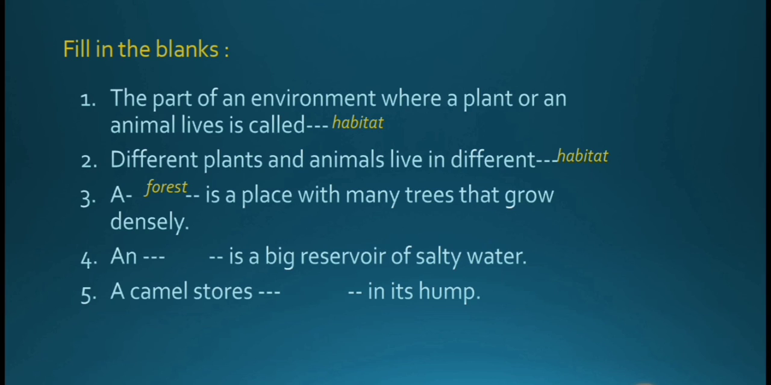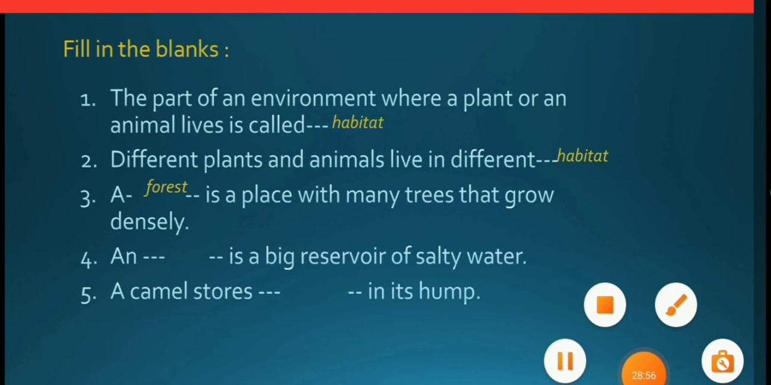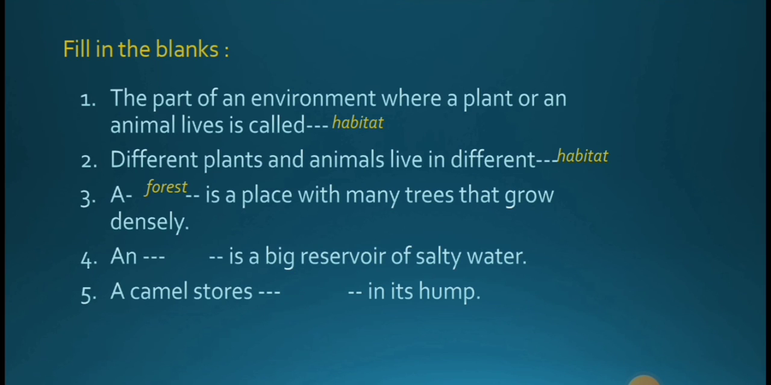Now number 4. A dash is a big reservoir of salty water. What will be the answer? Yes, I think all of you have given the correct answer. An ocean is a big reservoir of salty water. Yes. Now number 5, and this is last.